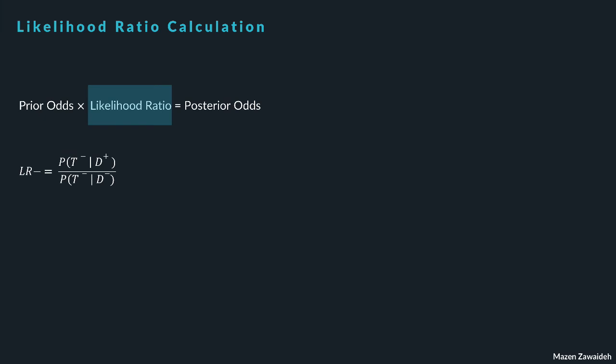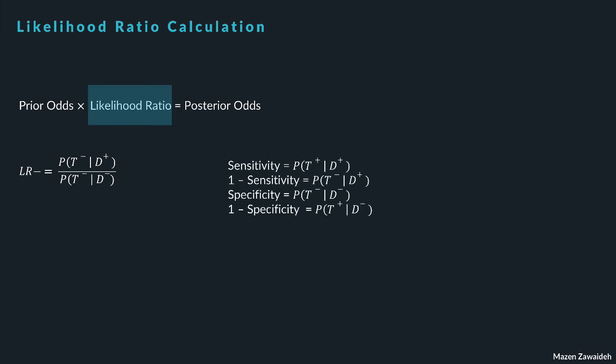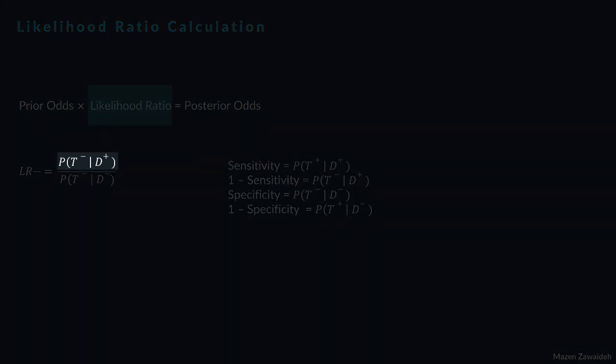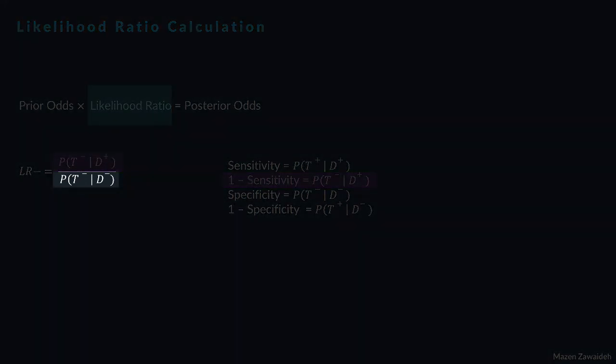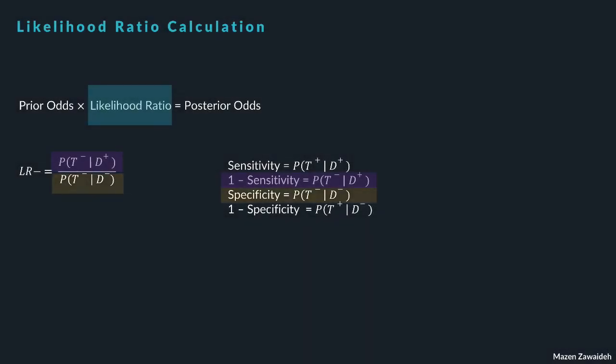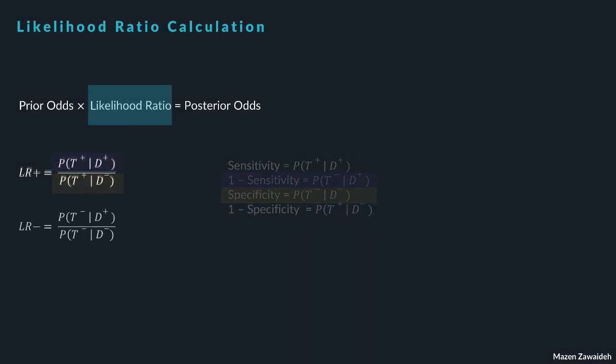Let's now repeat the exercise for the negative likelihood ratio. The numerator term is the probability of a negative test result, given that the disease is present. That's the complement of sensitivity. The denominator term is the probability of a negative test result, given that the disease is absent. That's specificity. We see now an elegant way of relating sensitivity, specificity, and their complements to the likelihood ratios, and begin to understand why these would be ideal metrics to report the performance of our diagnostic models.